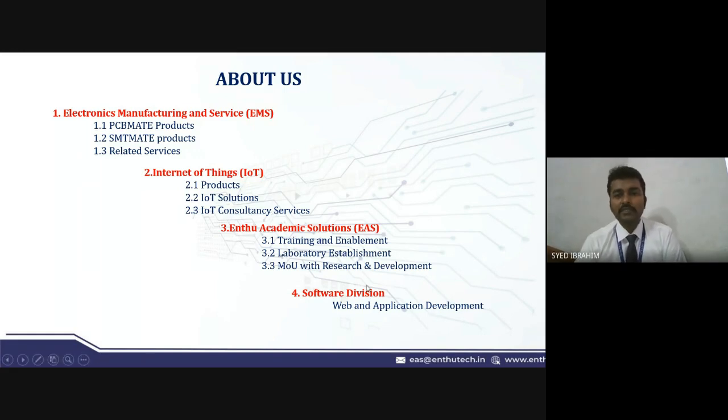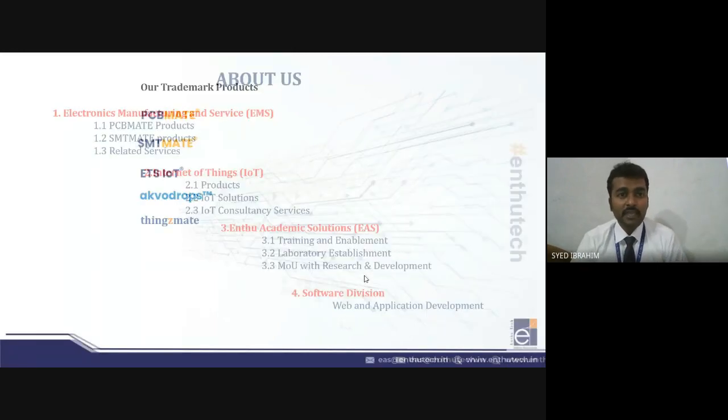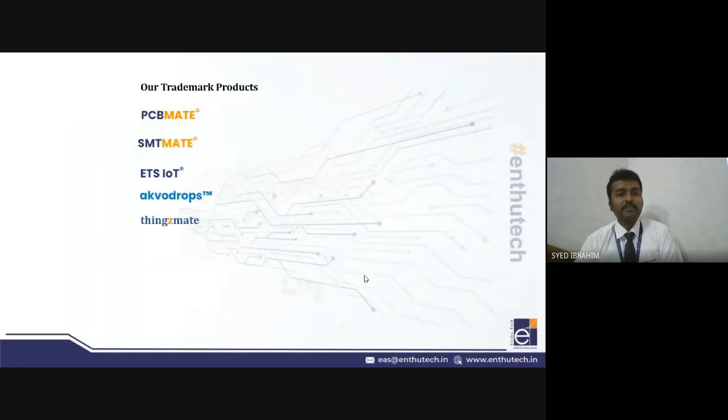Apart from all this, now we are developing applications. Actually, we have a cloud platform where you can see the data, but that data is taken to a mobile application that we are working on. All right. So these are all verticals, and these are our trademark products.